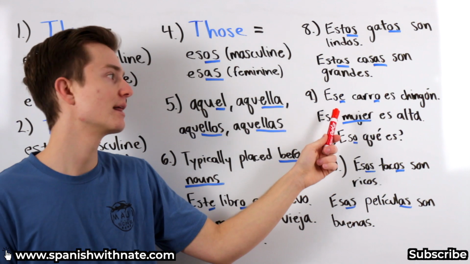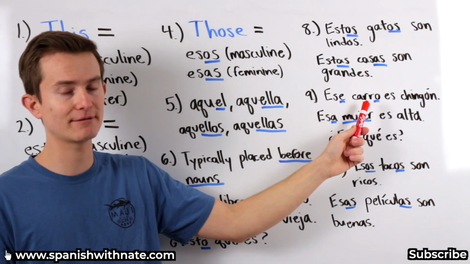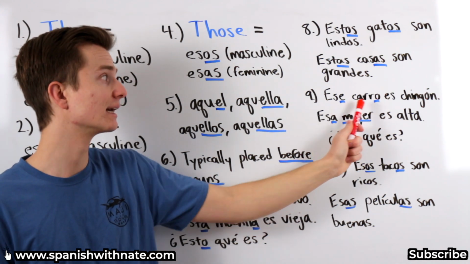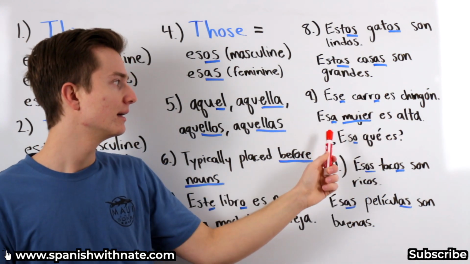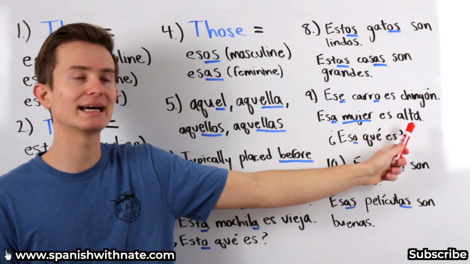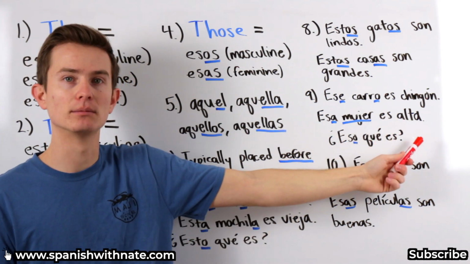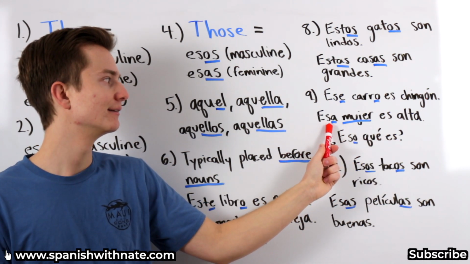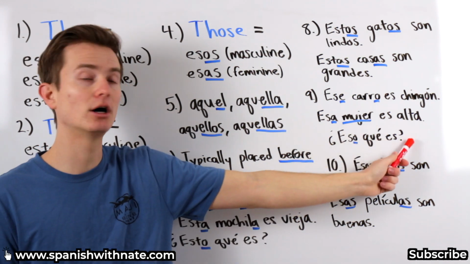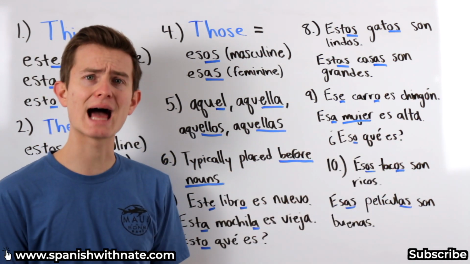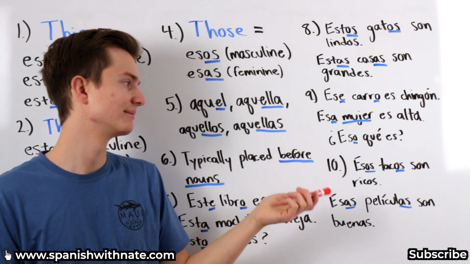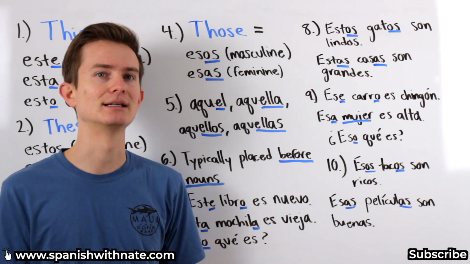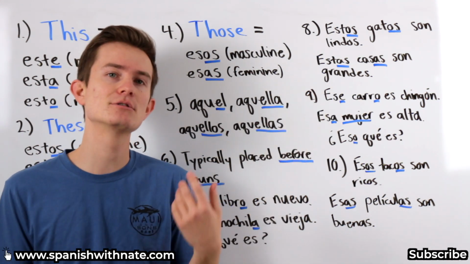So ese, right? That's masculine, meaning that. Carro is masculine. It's not feminine, right? I wouldn't say esa carro. That's wrong. Ese carro es chingón. Okay? Esa mujer es alta. That woman is tall, right? Woman is feminine by nature. Okay? Esa, feminine. That woman is tall. ¿Eso qué es? What is that? ¿Qué es eso? What is that? Okay? Eso, right? We don't have a gender for, I'm saying, hey, what is that? What is this? Oh, that's it. Eso es, right? There's no gender for that.